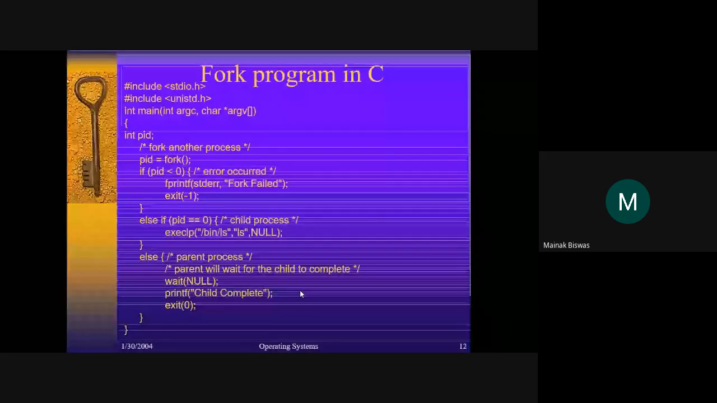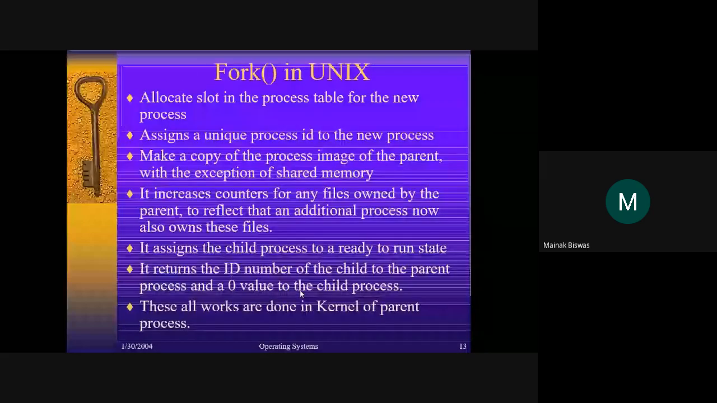So what does the fork do? It allocates a slot in the process table for the new process, assigns a unique process ID to the new process, and makes a copy of the process image of the parent with the exception of shared memory. It increases counters for any files owned by the parent to reflect that an additional process now also owns these files. It assigns the child process to the ready to run state. It returns the ID number of the child to the parent process and a 0 value to the child process. All these works are done by the kernel of the parent process.